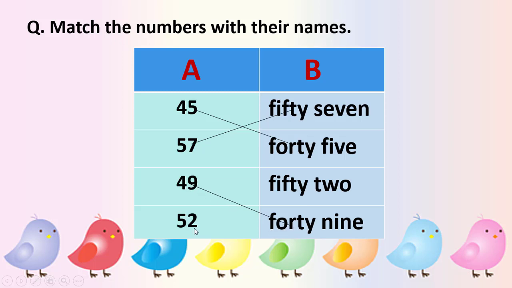Our last number is 52. So we will match it with its number name, that is FIFTY 50 TWO 2 52. Very good, my dear students. You have done very well.